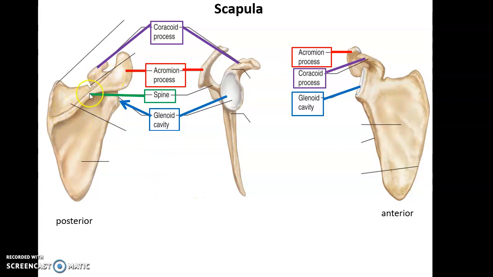The ridge on the back portion is called the spine. The spine then leads to the acromion process. So spine, acromion process. Then looking directly into the scapula, we see this little depression that's nice and smooth. That is the glenoid cavity, where the head of the humerus fits. And coming off the glenoid cavity is this piece of bone called the coracoid process. So again, the four pieces of the scapula you need to know: the spine, acromion process, coracoid process, and glenoid cavity.